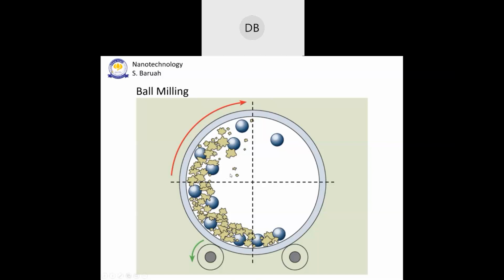So we cannot say that by ball milling we will get very spherical particles, or square particles, or cubic particles. No, it may be of different shapes, but the size can be taken down to nanometric levels, less than 100 nanometers at least. Okay, so this is the ball milling technique that can be adopted. This is not a very expensive technique, but like I said, it is not a consistent technique. That means you get a wide range of sizes, and you get a wide range of shapes also.